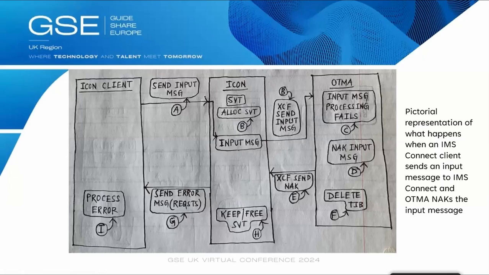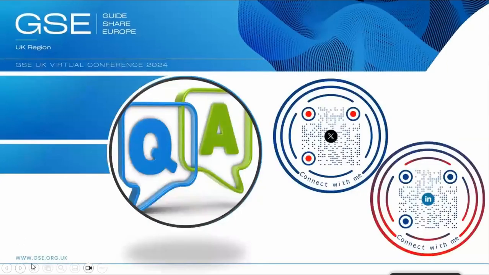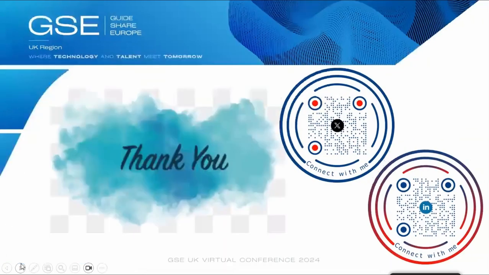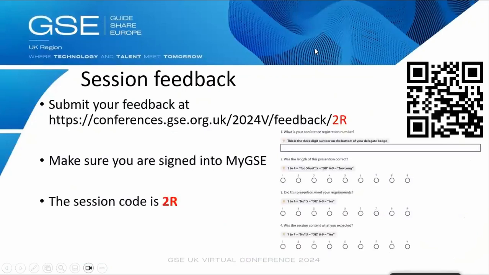So I think that is all about the message protocols that are involved in the OTMA and IMS Connect message flow structure. I've covered all the points, and I think I'm within time this time. I'm done with my session. If there are any questions, I'm happy to take them. And this is the QR code for the review or feedback of the session.